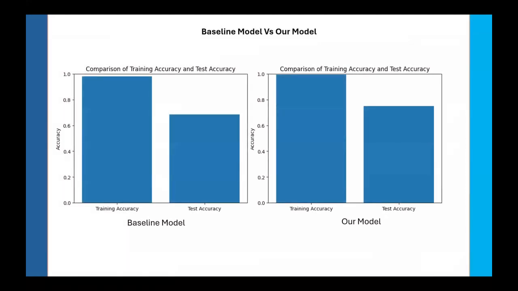This is the comparison of a baseline model versus our model in training accuracy and test accuracy. With the baseline model, we were able to achieve around 96% training accuracy and around 65% testing accuracy. But after introducing our model, we were able to achieve training accuracy of nearly 100%, at around 99.8%, and our testing accuracy increased to around 75%.